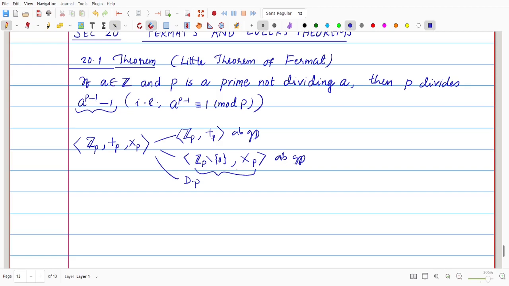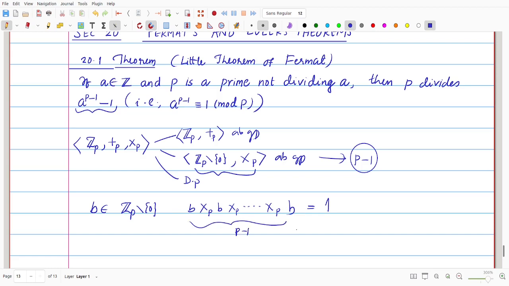If we choose any non-zero element, say B belongs to ZP minus 0, then since the cardinality of this group, the collection of non-zero elements, is P minus 1, if we operate B, P minus 1 times, then we will get the identity. What is the identity? Identity is 1. So B raised to the power P minus 1, that is, P minus 1 times, is 1.